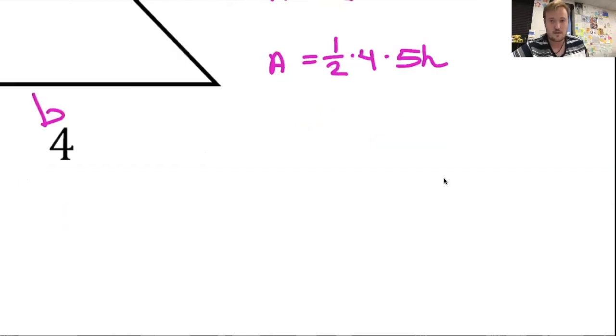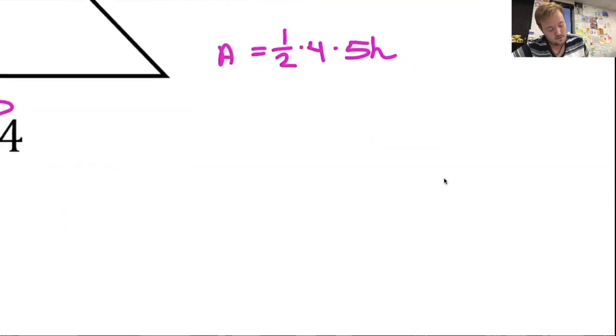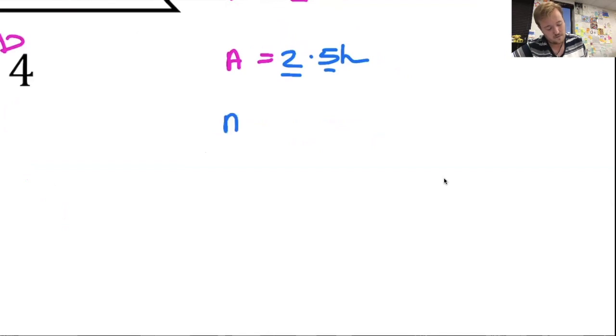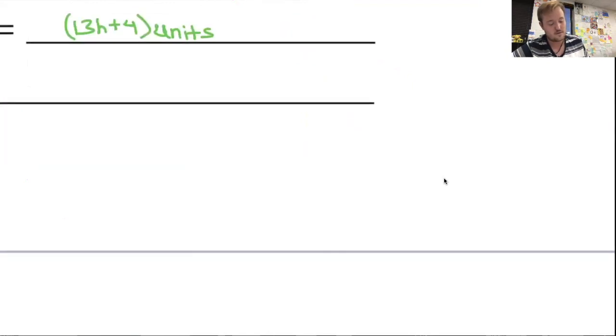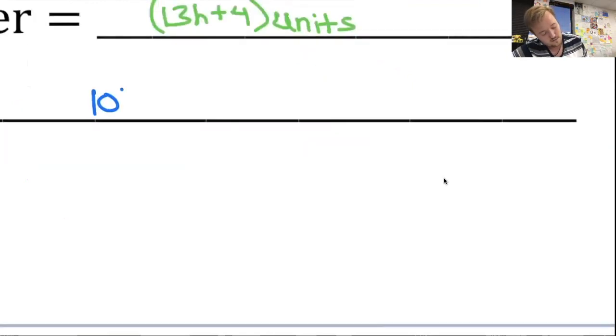Now I just want to multiply everything together and simplify. So you have a couple different options. So you could multiply 1/2 times 4 first, and then by 5, or you could do 4 times 5 and then multiply by 1/2. It's really up to you. So I'm just going to do 1/2 times 4. So half of 4 is 2 times 5h, and then 2 times 5 is 10h. So once again, because this is area, so 10h units squared.